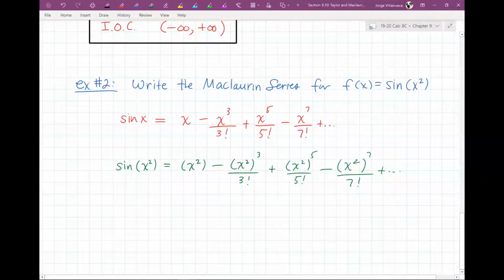Okay, so now that you have that, just simplify: x squared minus x to the 6th over 3 factorial plus x to the 10th over 5 factorial minus x to the 14th over 7 factorial, etc.